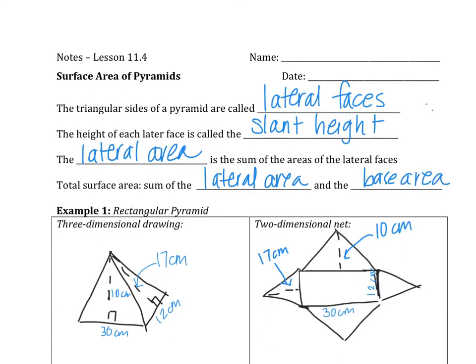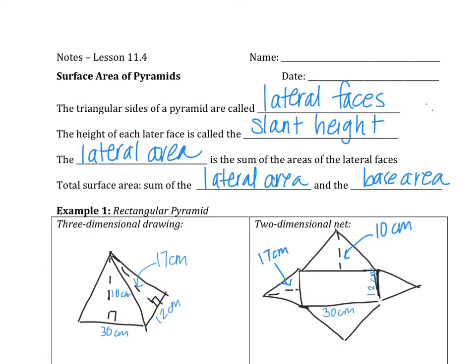So the lateral area of this rectangular pyramid in example 1 right here is going to be the area of all of the triangles, and this is a rectangle on the bottom, so you're going to have 4 triangles, plus the base area, the area that's on the bottom.